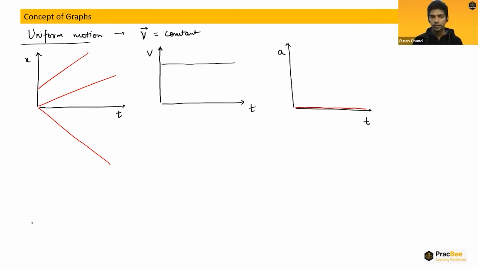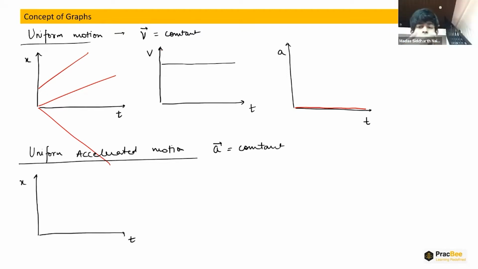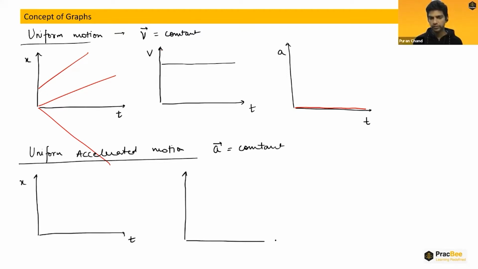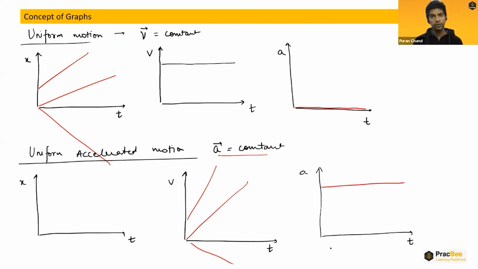Clear? Okay. So now if we have uniformly accelerated motion, it means your acceleration is constant. Clear? So if I draw the position time graph, first of all, let me give the graph of v versus t. It will be something like this, any line, right? And if we draw the acceleration versus time graph, it is parallel to the time axis, something like this. Or if we have a deceleration, it will be below the time axis.